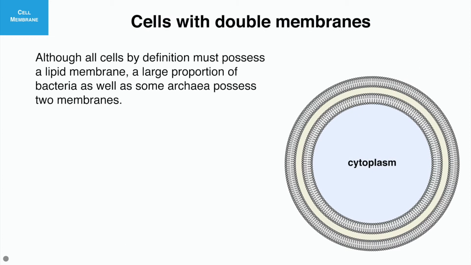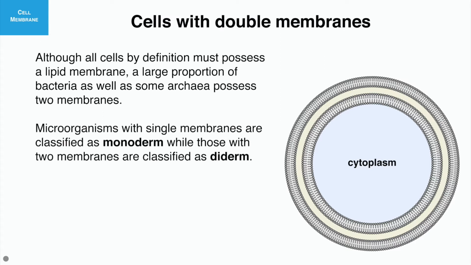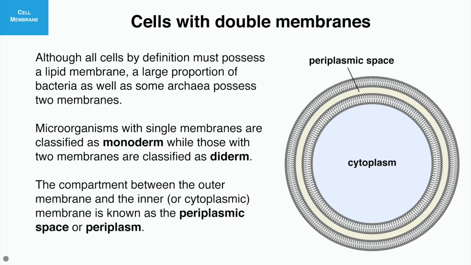Although all cells by definition must possess a lipid membrane, a large proportion of bacteria as well as some archaea possess two membranes. Microorganisms with single membranes are classified as monoderm, while those with two membranes are classified as diderm. The compartment between the outer membrane and the inner membrane is known as the periplasmic space or periplasm.